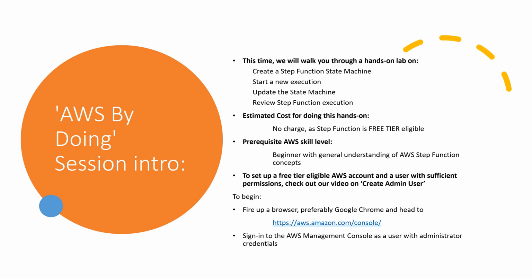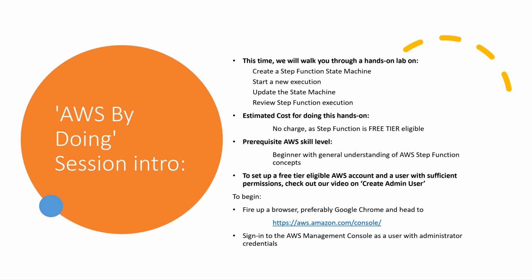This time, we will walk you through a hands-on lab on how to create a Step Functions state machine, start a new execution, update the state machine, and review the Step Functions execution. Estimated cost for doing this hands-on? No charge, as Step Functions is free tier eligible. Prerequisite AWS skill level: beginner with general understanding of AWS Step Functions concepts.